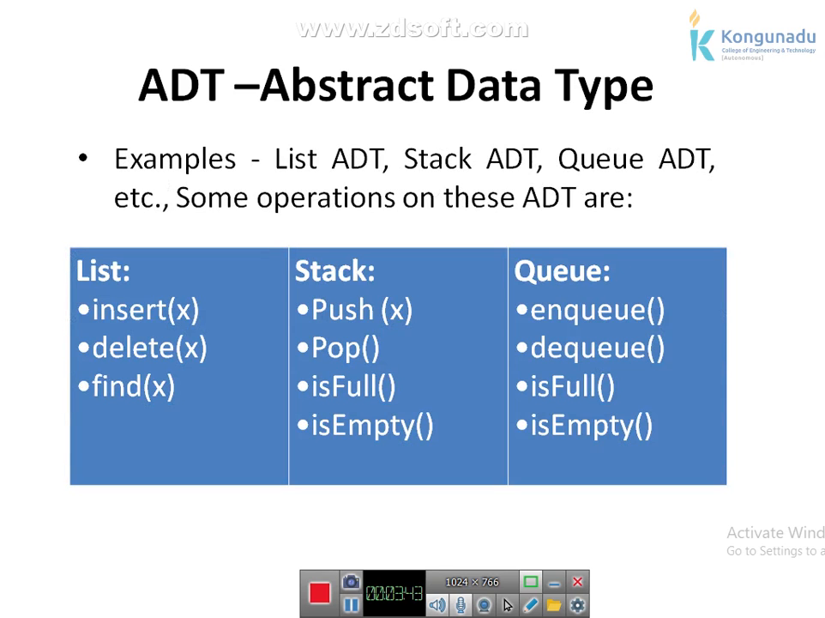Next, some examples of abstract data types. What are the examples? List abstract data type, stack, queue, etc. Some operations on these abstract data types are insert, delete, find. These are the list abstract data type operations. Next, push, pop, is full, is empty are the stack abstract data type operations. Next, enqueue, dequeue, is full, is empty are the queue abstract data type operations.